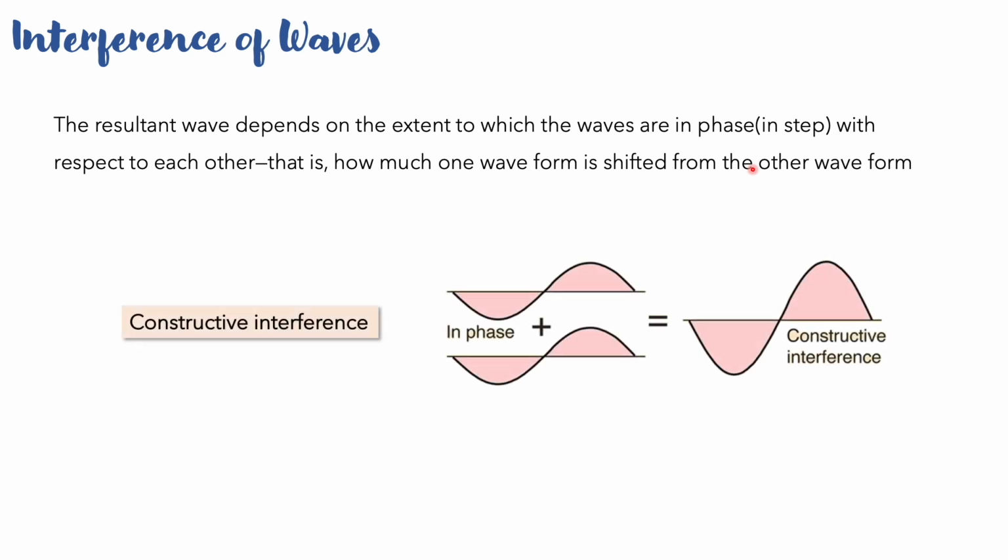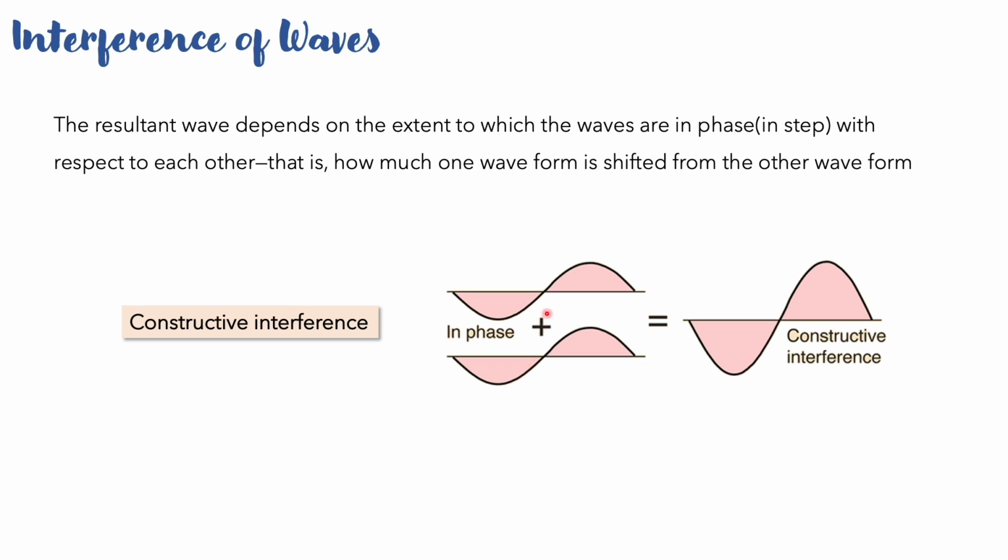Let's see one example. When both waves, this wave and this wave, are superimposing with each other, they come in contact or cross at one point at the same time. If they are in phase, it means that they are starting exactly at the same time and ending exactly at the same time. This is called being in phase. So these two waves are in phase with each other.